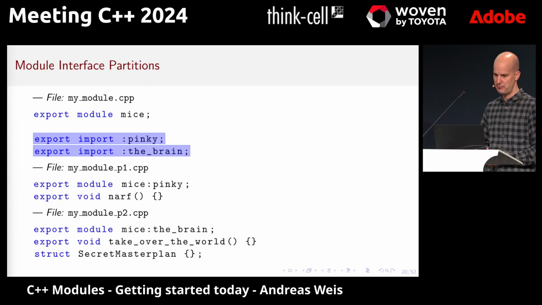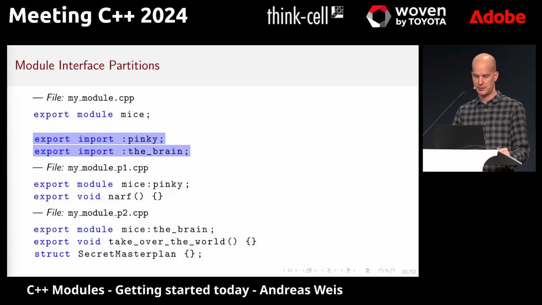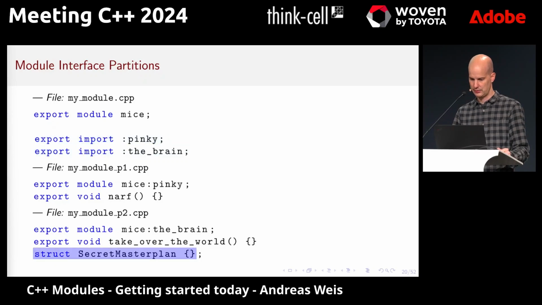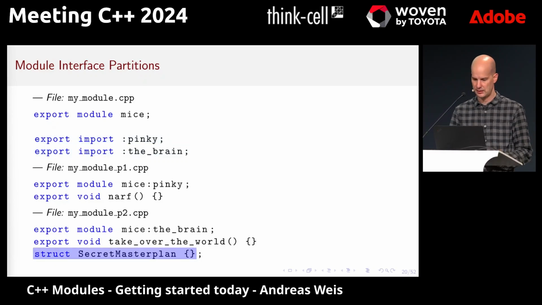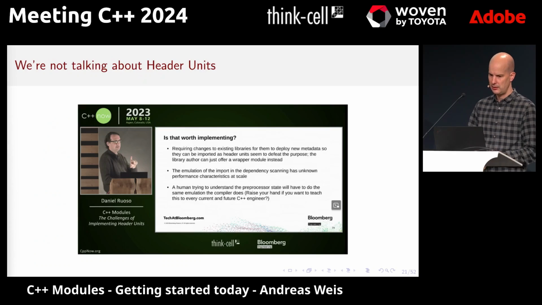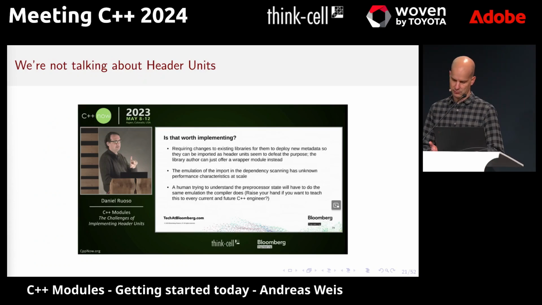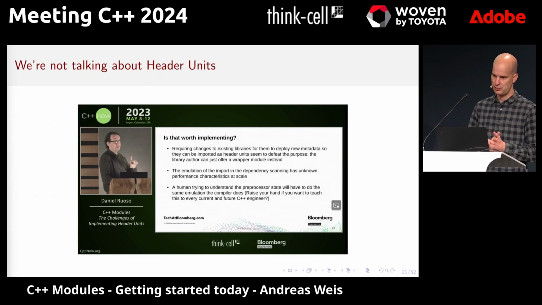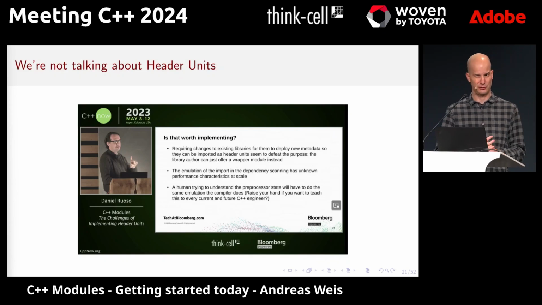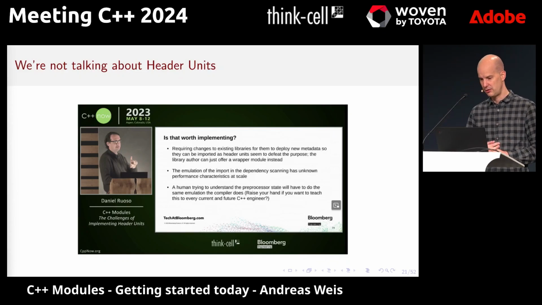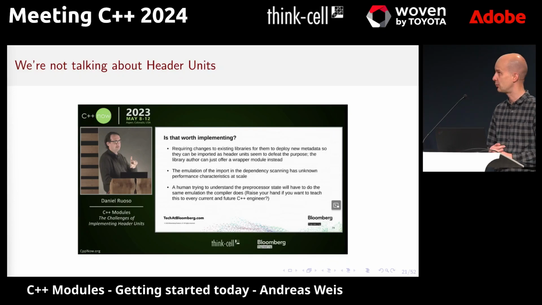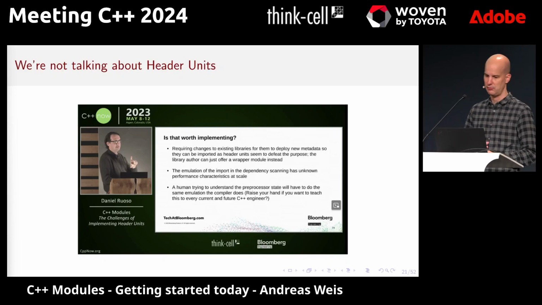As I said, remember to export everything from the primary module interface. That's very important. And you can keep stuff secret. There's also another form of module sources, which is called header units. I'm not going to talk about them today, mostly because I don't think they're mature enough that you should start using them without knowing a little bit more.